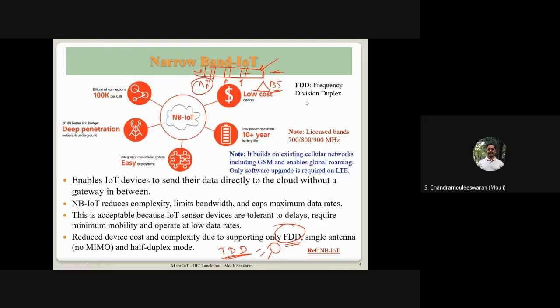Same thing you can do for frequency division, wherein a particular frequency F1 is given for one device, F2 is given for another device, so they can only communicate using that frequency. Because you have a bandwidth, multiple frequencies are there, and each device uses different frequencies for communicating. So that's what is called frequency division multiplex.